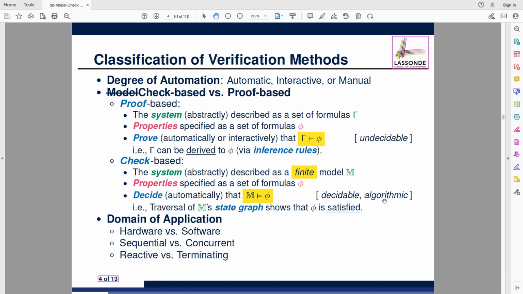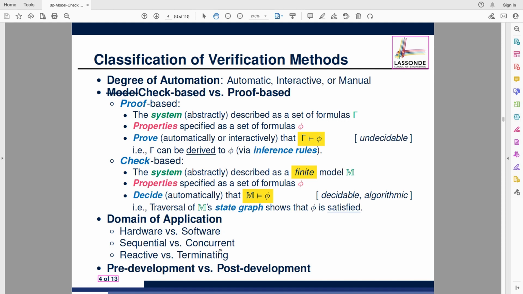Okay? But reactive versus terminating. Reactive means the system should always be reacting to the stimuli from the external. Bridge controller definitely is one, because ML, MLN can keep happening as long as it's within the bound. Terminating is like an algorithm. Let's say if you do a binary search, it should terminate. Right?